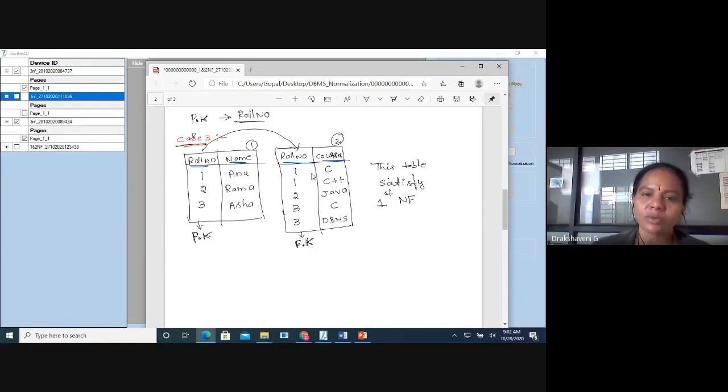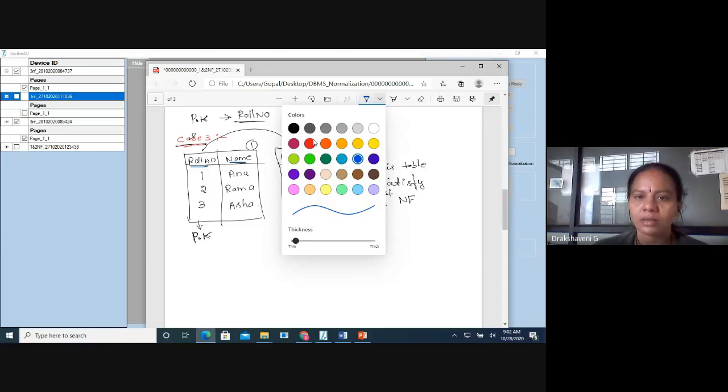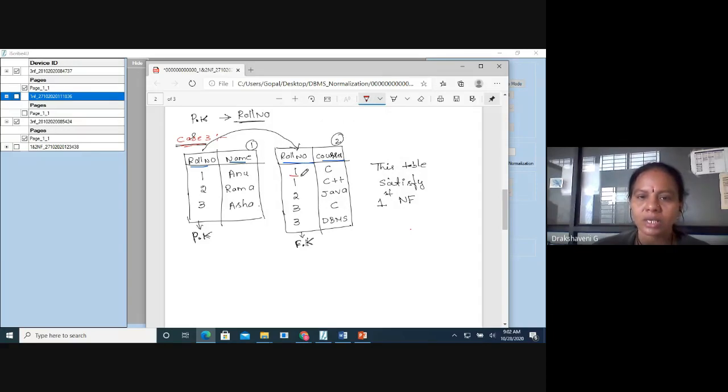So in this case, this one is a foreign key. This is a primary key. And we can say these two tables are in the first normal form. Yes, so this is what the first normal form says to us.